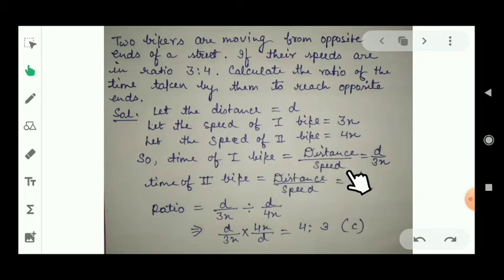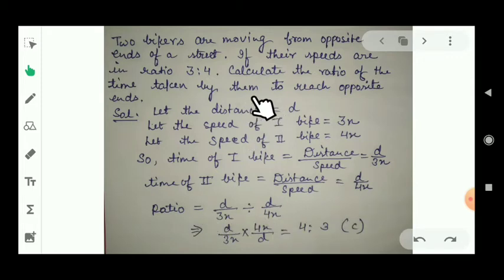The formula will be the same, that means distance upon speed. The distance value is d and the speed value is 3x. Similarly students, now you have to find out the time for the second biker, that is distance upon speed. Distance will be the same for both bikers, that means d upon the speed of the second bike, which is 4x.